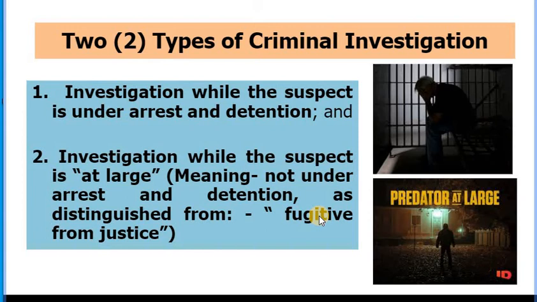Pag investigation while the suspect at large, it means naman, suspect pa lang. Okay? Wala pa namang conviction na nagsasabi na criminal siya. Parang tinutukoy mo pa lang kung sino yung suspect na yon or yung criminal na yon. Okay na po ba tayo sa two types of criminal investigation? Under arrest or at large.